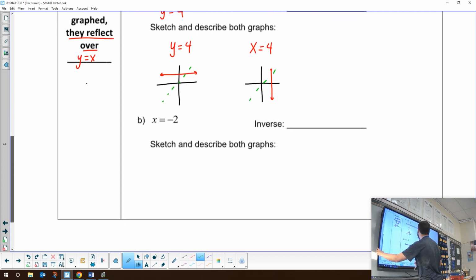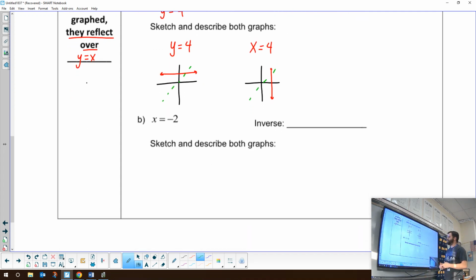Okay, so let's take a look here. If we have x equals negative 2, well, x equals negative 2 is going to look like this. It's going to be straight up and down at negative 2, and the inverse of that's going to be y equals negative 2, or f of x equals negative 2. And so that would be instead like this. And so that's kind of how inverses look.